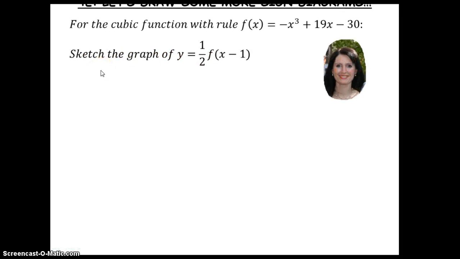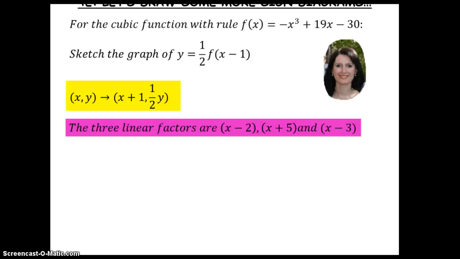We're now going to look at the same cubic function with rule f of x equals negative x cubed plus 19x minus 30. But now we want to sketch the graph of y equals half of f of x minus 1. So what we need to do is find what the mapping will be. What happens to your point (x, y) when it undergoes that transformation of half f of x minus 1? The x will become x plus 1, because x minus 1 becomes x plus 1. And for your y value, it'll be half of y, indicated by the half of f.